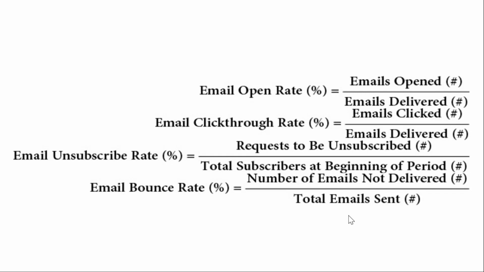Okay. If we're talking about email marketing, there are lots of different calculations we can do. Open rate is basically what percentage of individuals who received the email actually opened it. Email click-through rate is what percentage of those who got it actually clicked on it to go to whatever the page or the offer was. Email unsubscribe rate is what percentage of those who were subscribers asked to be taken off.